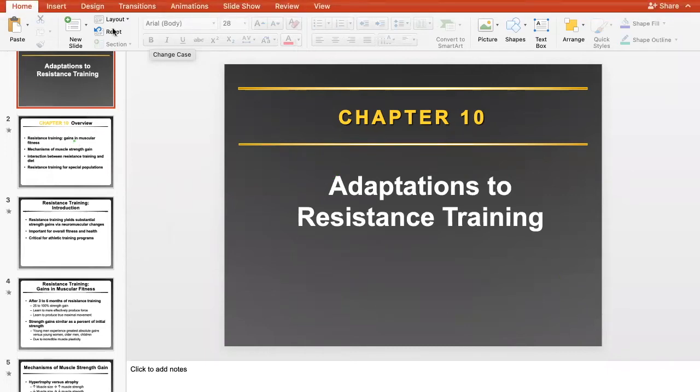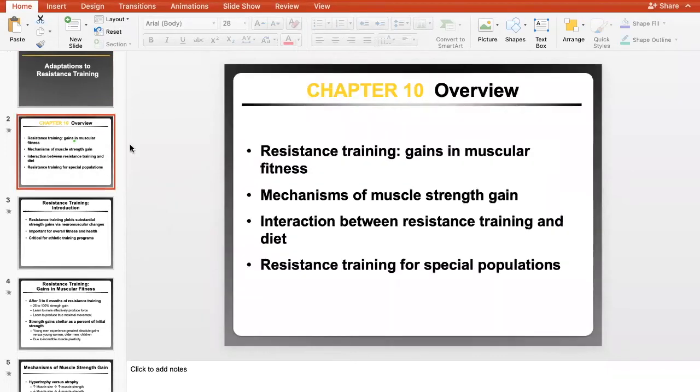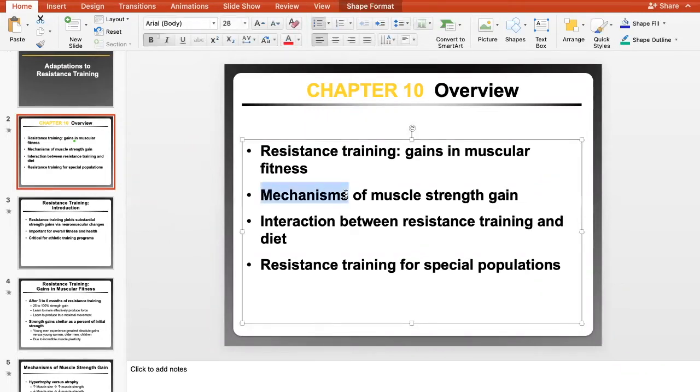The chapter talks about resistance training and the mechanisms by which muscle strength gain occurs. We talked about the neurological changes, the neurological mechanisms, and we also talked about the mechanisms at the muscle fiber level. And we also have to have a little bit of a discussion between resistance training and diet.